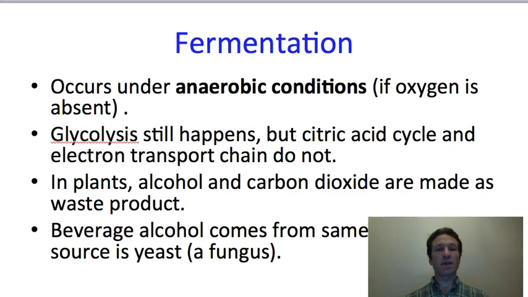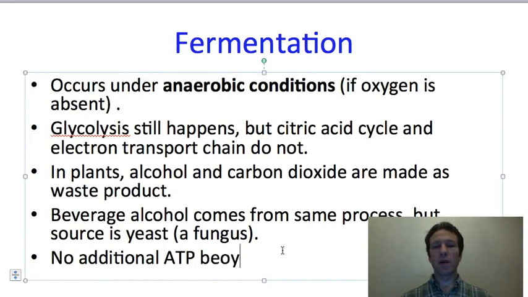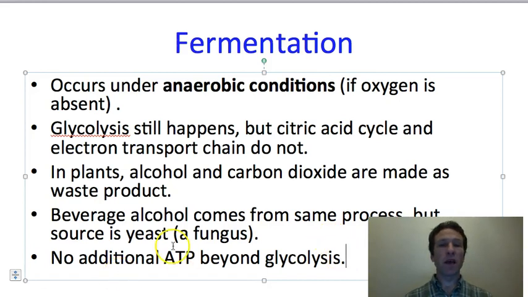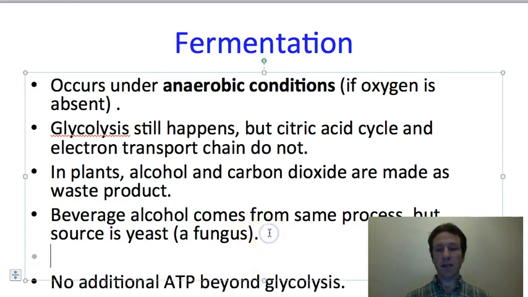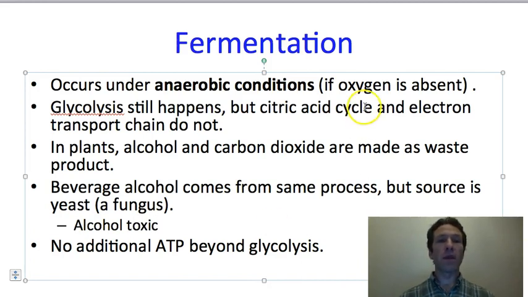There are a couple of problems with the process of fermentation. The first major problem is that it does not result in any additional ATP beyond what was made in glycolysis. This means that the plant is going to lack a good source of ATP and it will be stressed and may die. The second problem with this is that the alcohol that's made is toxic. Just as alcohol is toxic to humans, especially in large amounts, it will be toxic to plants and other organisms. Therefore, this process really is not ideal. It is sort of better than nothing, but plants prefer to avoid it if possible.